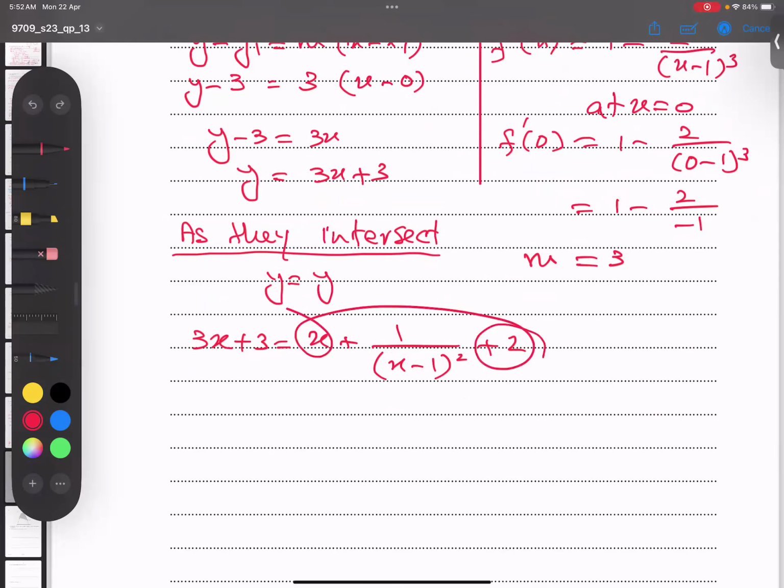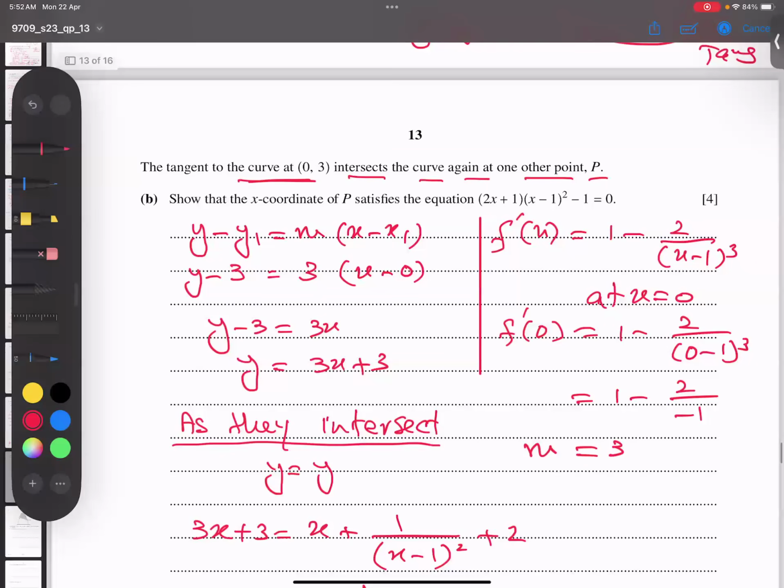So 2 and x will come to the left side. This x subtracted from 3x, I get 2x. This 2 subtracted, I get a 1. Now I'm eligible to cross multiply. And you see, we are getting this answer approximately.